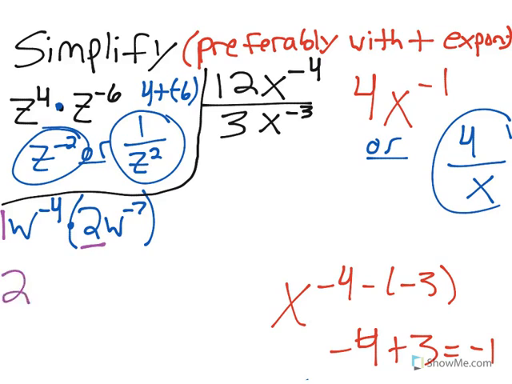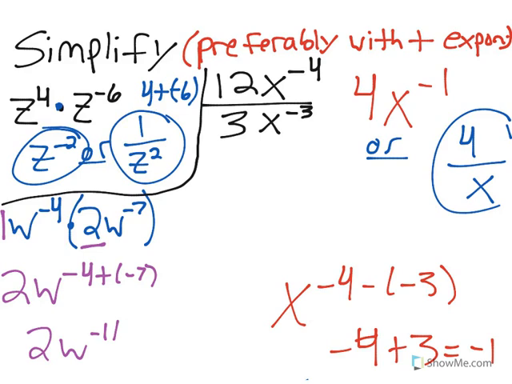Now for the w's, we're multiplying, so we're going to add the exponents. So negative 4 plus negative 7. You've got to remember your negative skills. Anytime you add a negative, you end up going to the left. So you're essentially going to go deeper into the negatives. So negative 4 minus 7, you go deeper in the negatives, you're going to be at negative 11. So 2 times w to the negative 11 power.